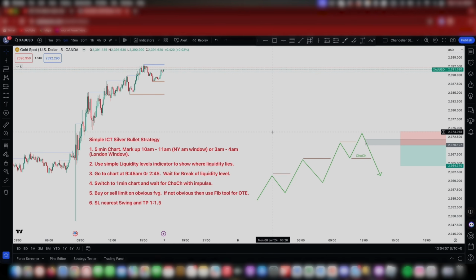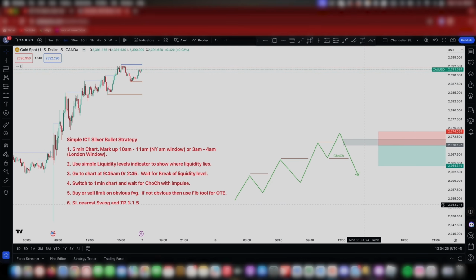Now, if you don't find an FVG within that, then you can literally just set your entry on that level. And I'll show you how to do that. Next, you're going to set your stop loss to the nearest swing point, and your TP is going to be 1 to 1.5. Okay, so it's going to be 1.5 of your stop loss.